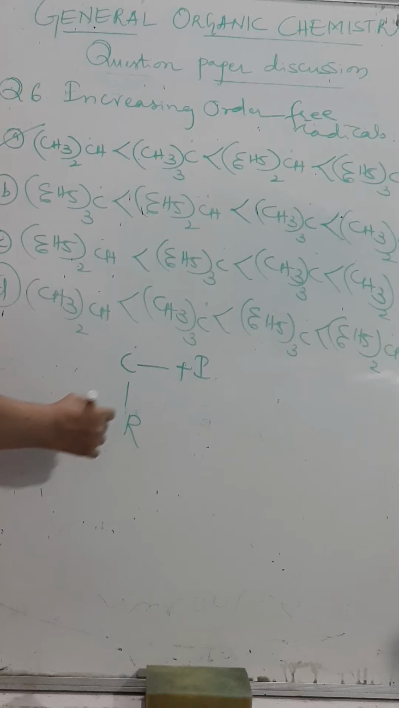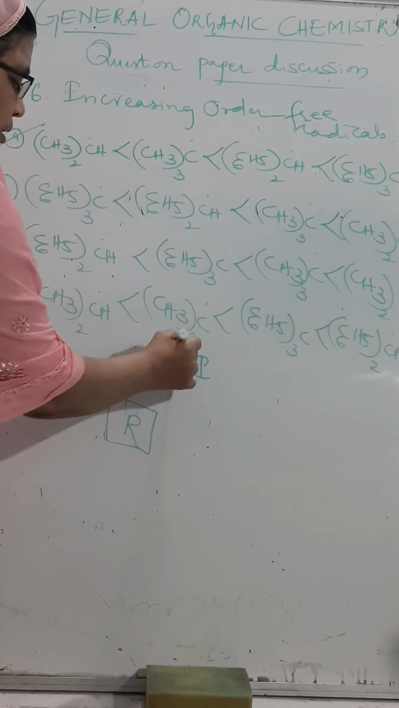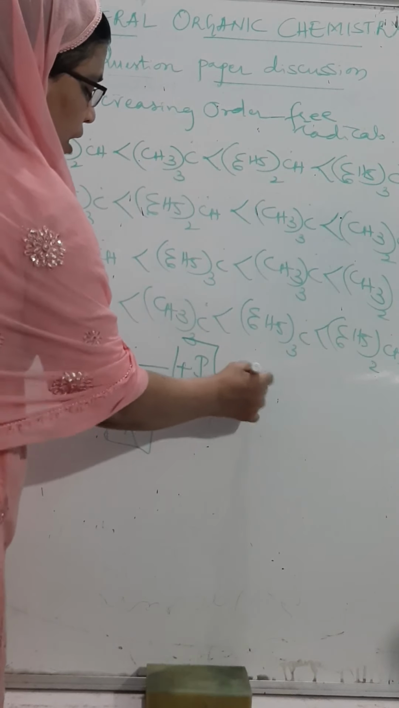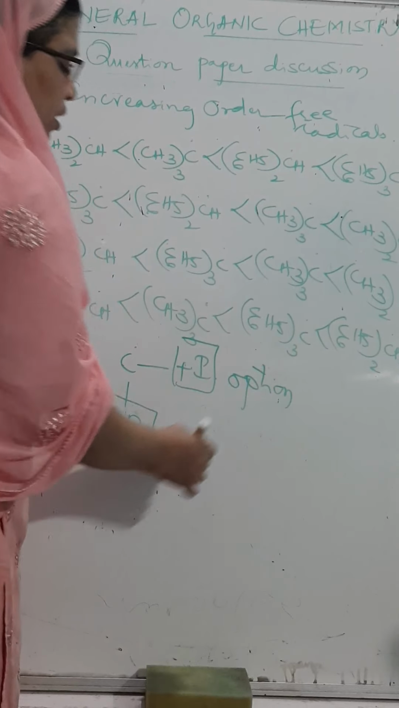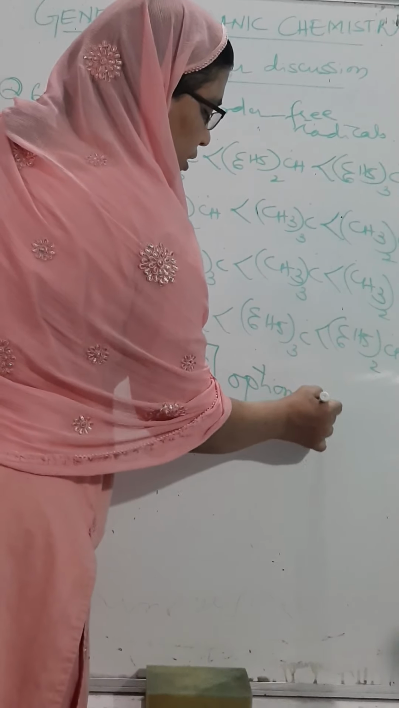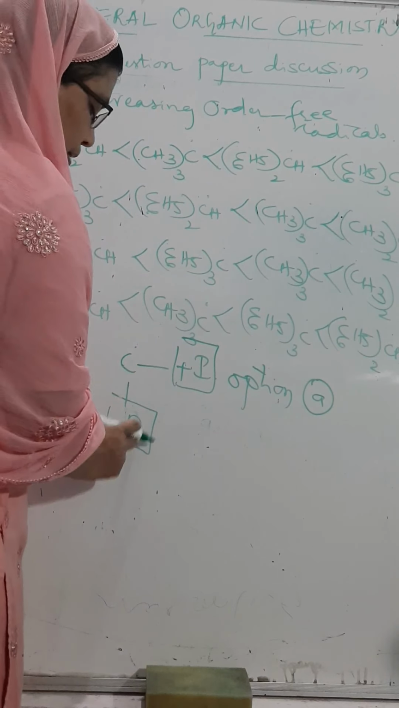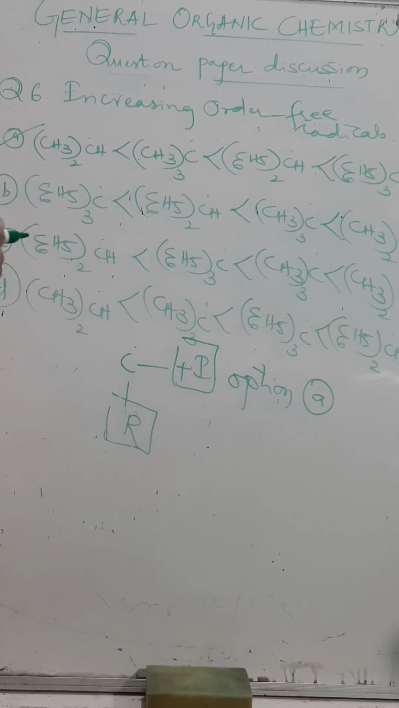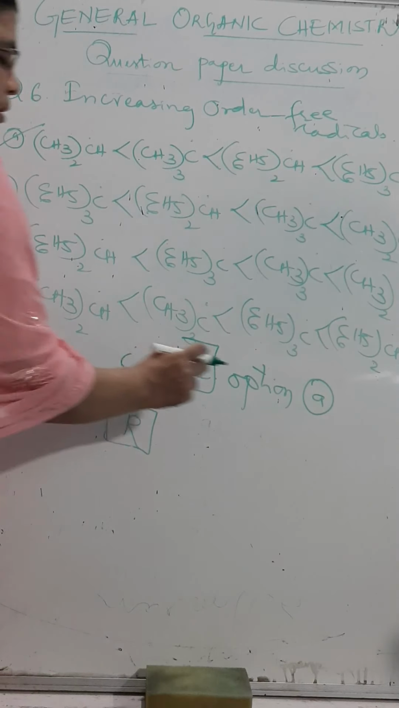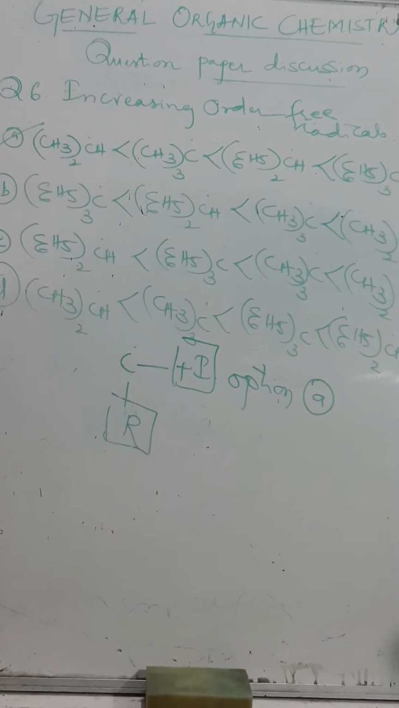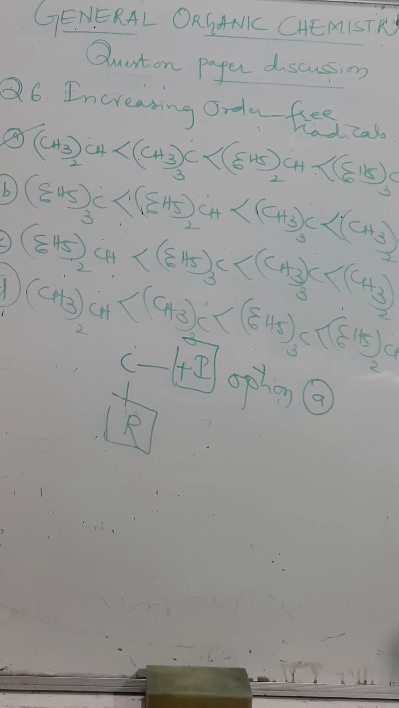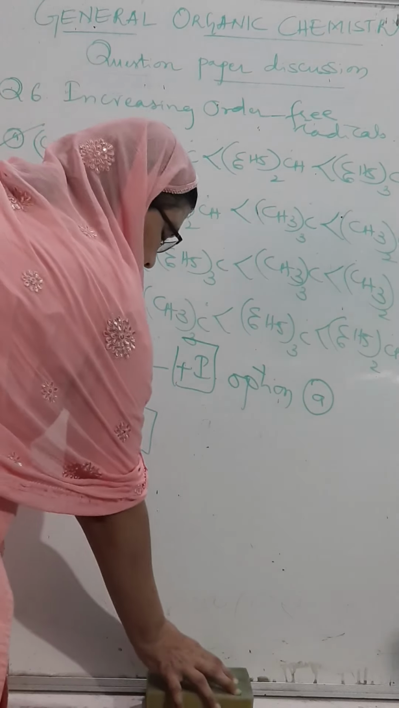We can write the answer; both effects we need to remember. Carbon free radicals contain an odd number of electrons, therefore they are stabilized by positive inductive effect as well as resonance, because resonance makes them stable. Therefore, which is the correct option? Option number E. Clear to you? Okay, so let us move to question number 7.